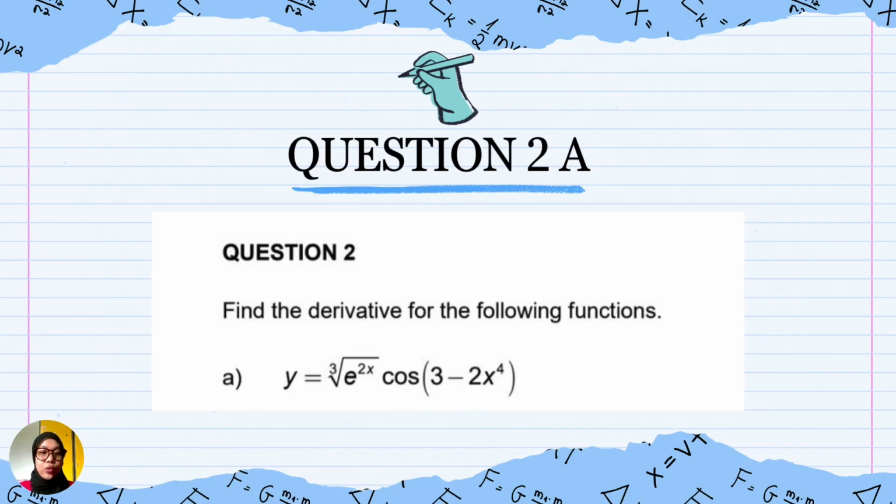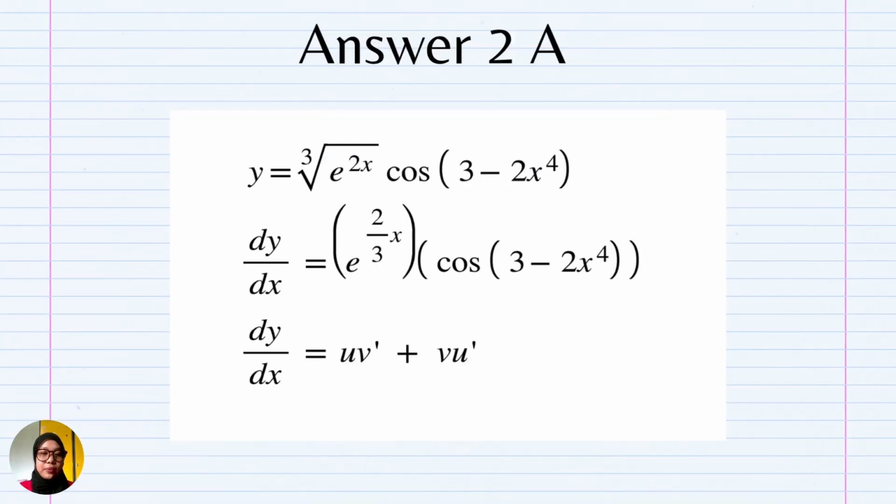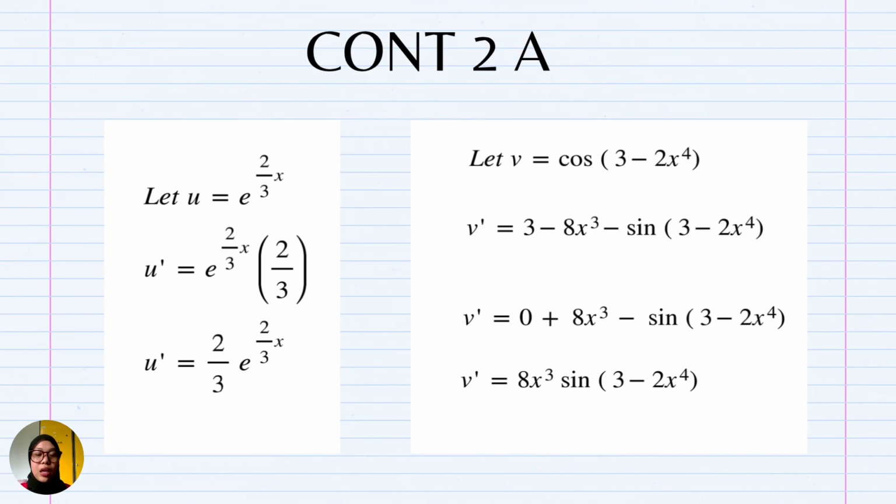Now let us look at question 2a. In this question, we need to find the derivative for the function. First, we simplify the equation by rewriting the cube root as a fractional power. We change the first part into the exponent to the power of 2 over 3x. Because these two different parts are multiplied together, we must use the product rule to solve it. We split the function into two parts, labeling the exponential part as u and the cosine part as v. We differentiate each part separately.